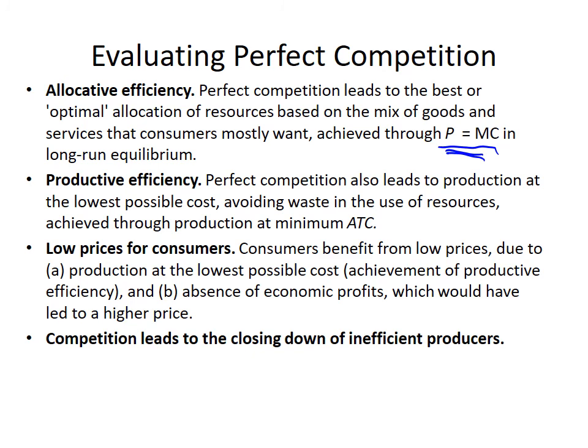You have low prices for consumers due to, A, production at the lowest possible cost, the achievement of productive efficiency, and B, the absence of economic profit. Remember, I told you on the graph it looks like there aren't any profits, but your opportunity cost is met. Otherwise, if you had economic profits, you'd have a higher price. And competition leads to the closing down of inefficient producers, because they have to meet the existing price or go out of business.